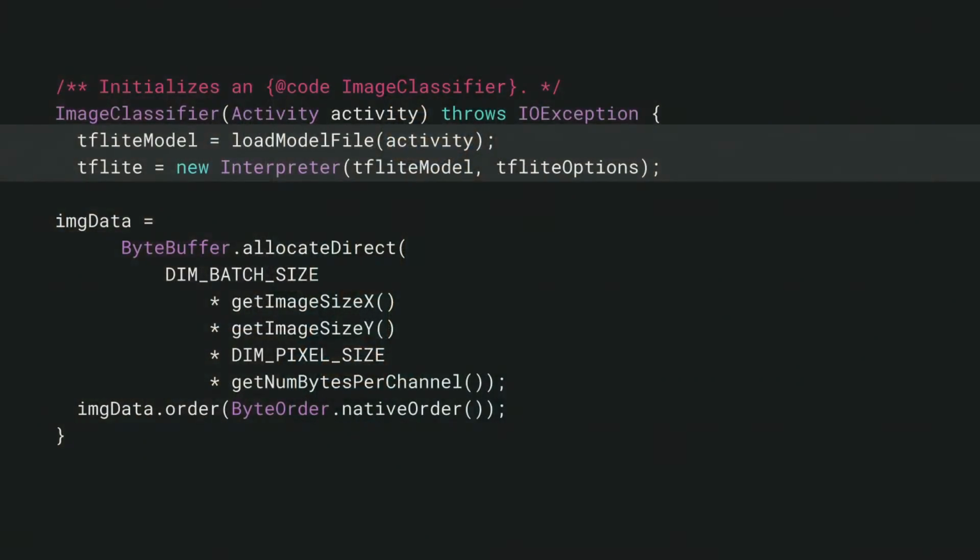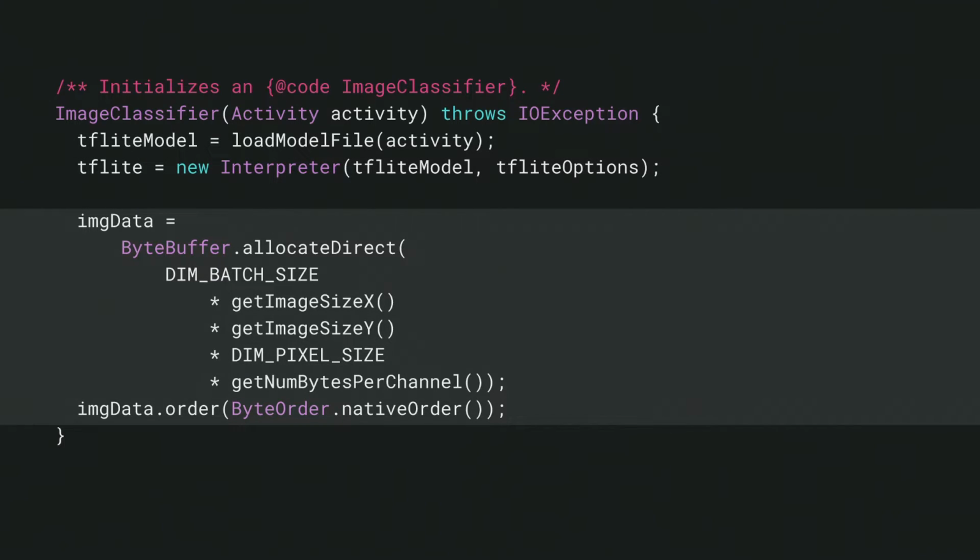So let's walk through some code which shows this. This is code which was taken from the image classifier example. This is hosted on our website. It's in Java, written for the Android platform. You can see that the first thing that we do here is that we load the model, and then we construct the TensorFlow Lite interpreter.